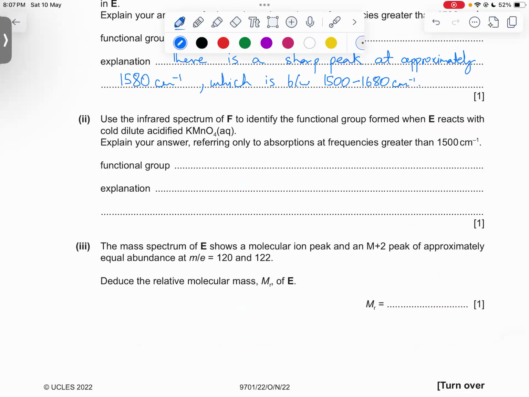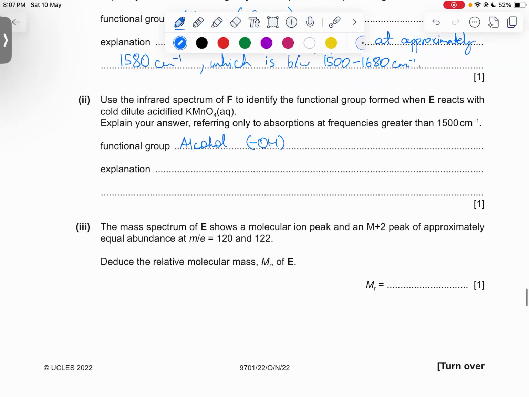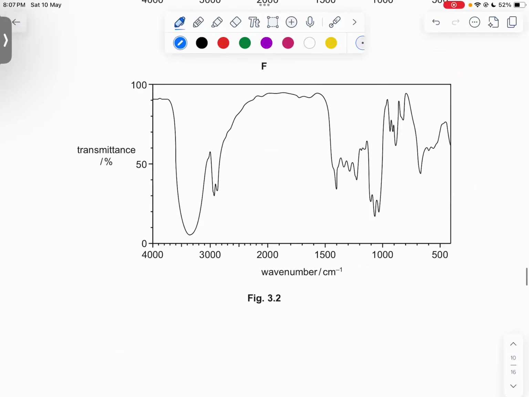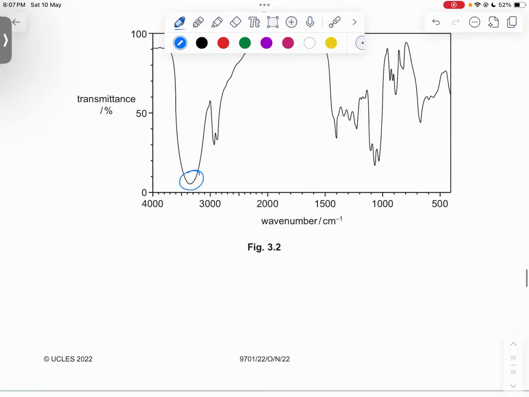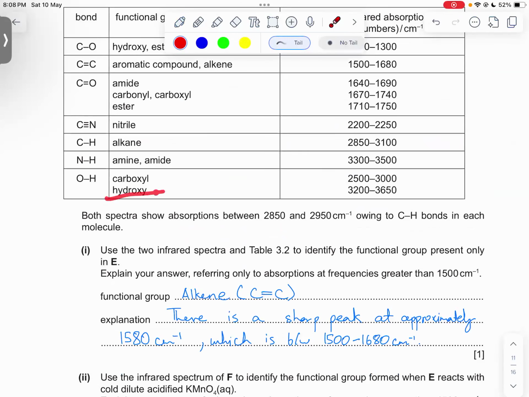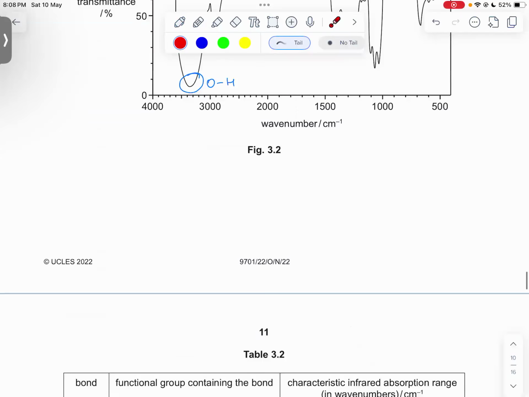Next, use the infrared spectrum F to identify the functional group in E. So E has the functional group OH, alcohol. So we say it has the functional group alcohol. It has the OH functional group. How do I know that it has the alcohol or hydroxy functional group? Because it contains a very broad peak, the OH peak. The hydroxy peak is present between 3200 to 3650.